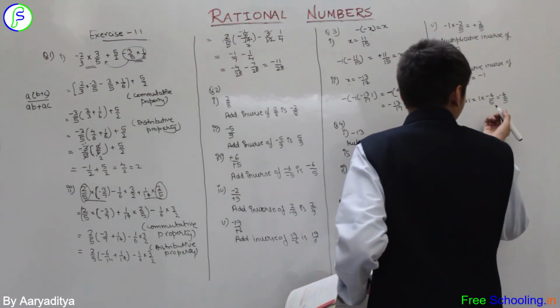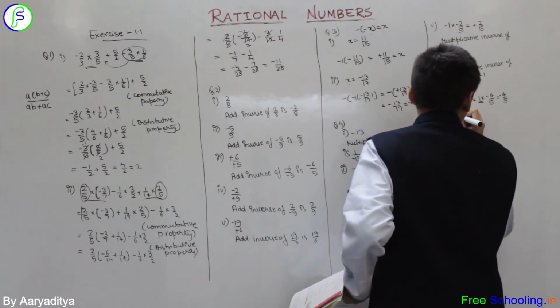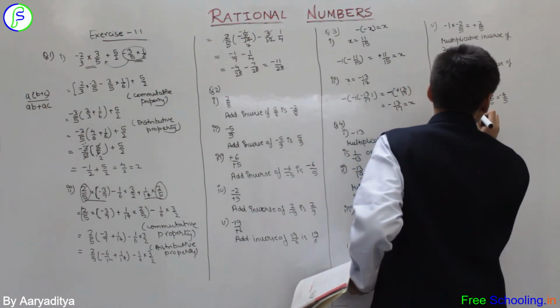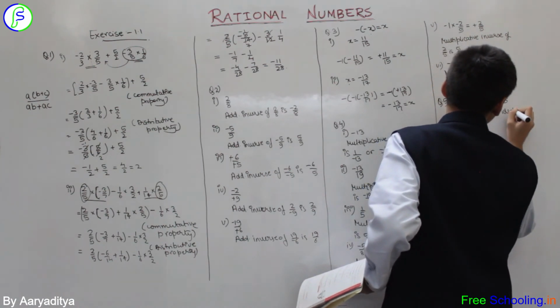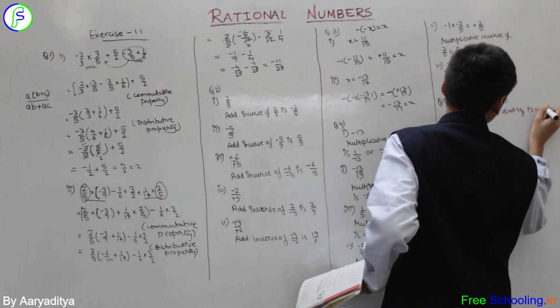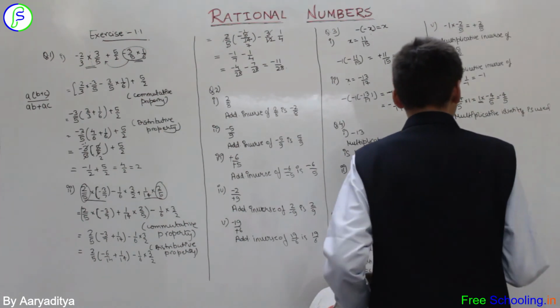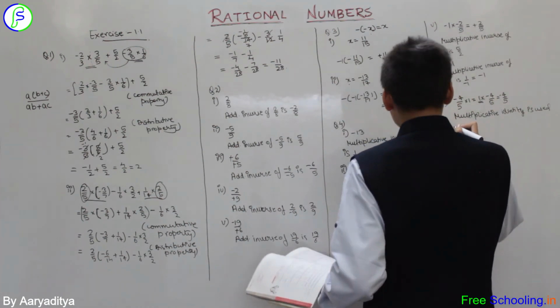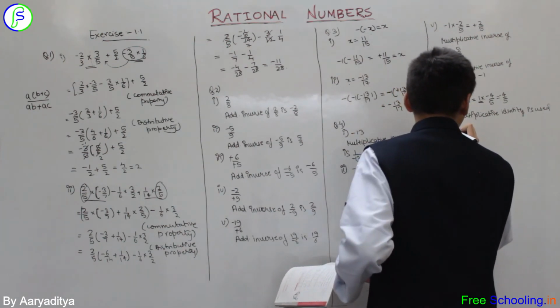So the property that is used is multiplicative identity, because we have 1. Multiplicative identity is used. As you can see, if you multiply any number with 1, the answer will be the number itself, that is minus 4 by 5 in this part. So this was part 1. Let us proceed to part 2.